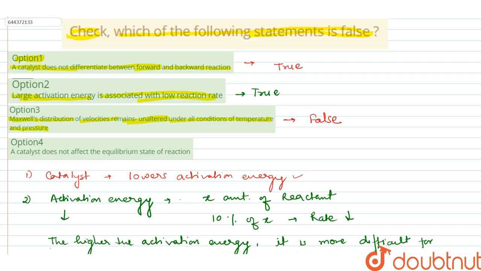And we have the last option now. The last option says a catalyst does not affect the equilibrium state of reaction. As I told you in the first option itself, the catalyst only lowers the activation energy, it does nothing else, and it does not affect the equilibrium state of reaction either. So this one is also true. Only one option is false here, that is option 3. So your answer here is option 3.